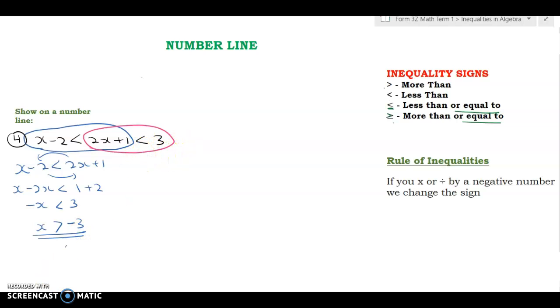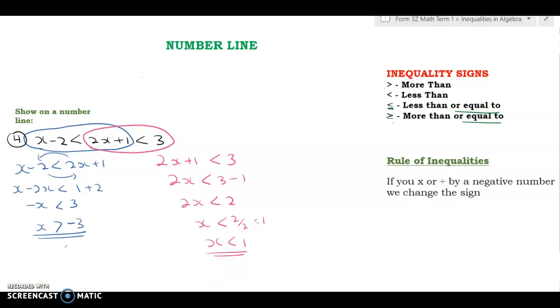My second piece now will go like this. 2x plus 1 is less than 3. It becomes 2x is less than 3 minus 1. 2x is less than 2. So x is less than 2 over 2, which is 1. So x is less than 1. That's my second piece. Now I have two inequalities on one number line.